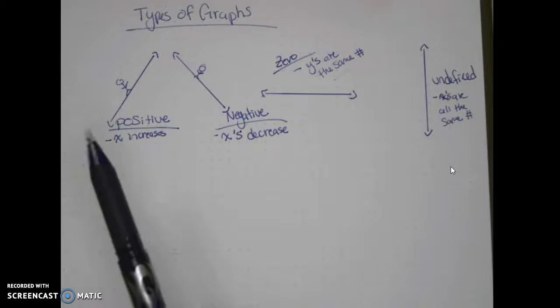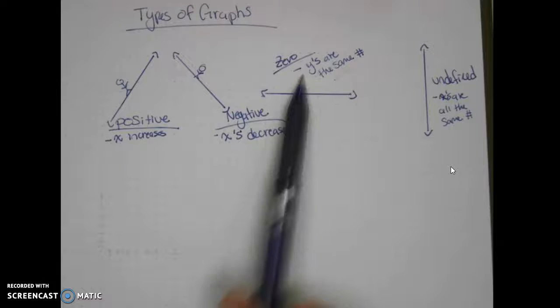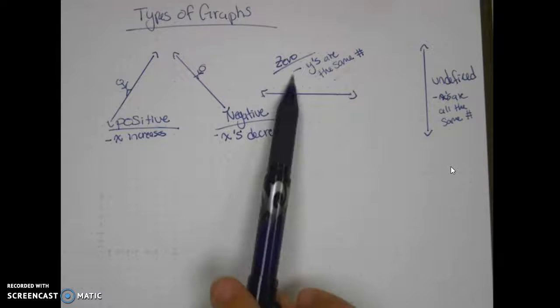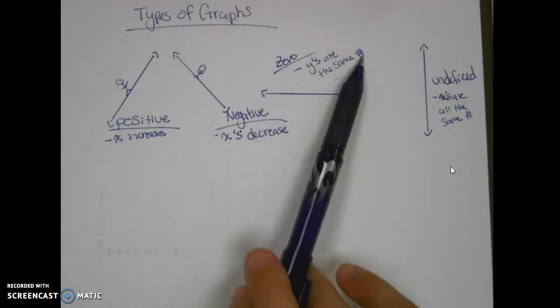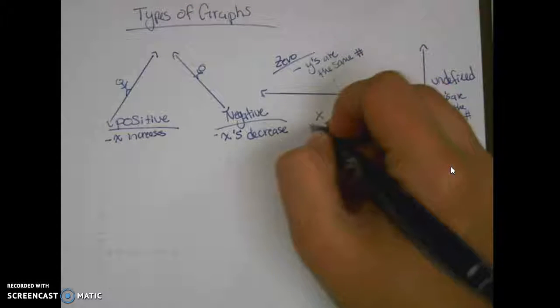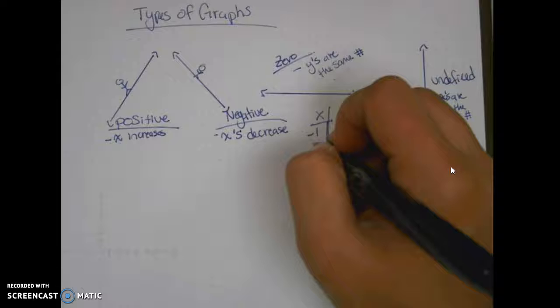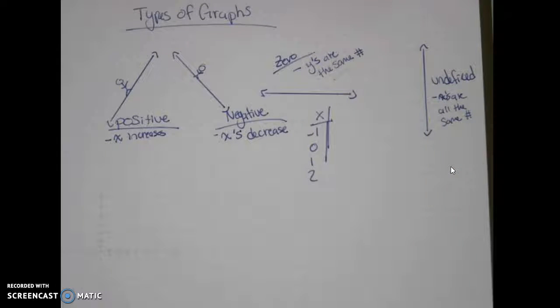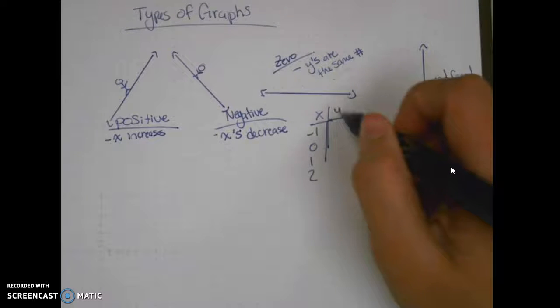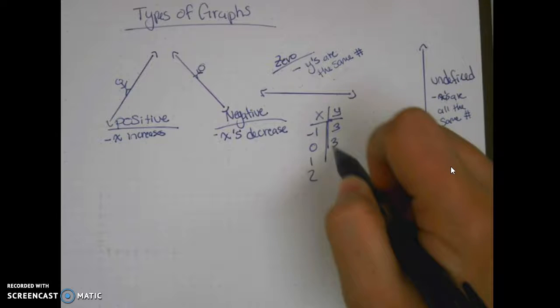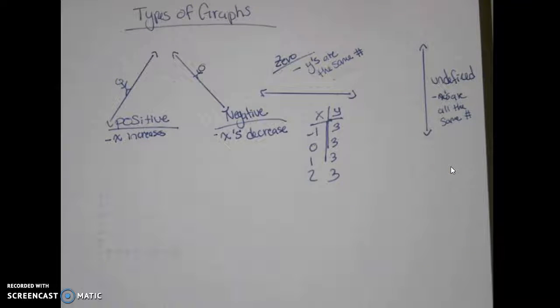Now we have two special graphs. The first is 0, which is just a straight line, when the y's are all the same. So when you look in a table, all the x's will be different, but the y's will be all the same. Let's assume that this is a 0 line of 3.